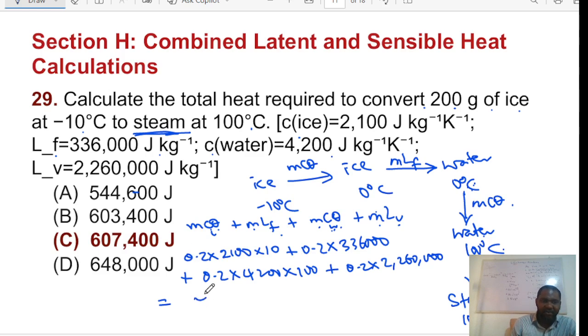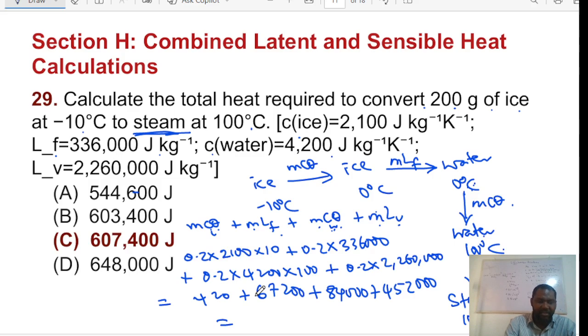This first one is 420, plus the second one, 336000 multiplied by 0.2, which is 67200, plus the third one, 0.2 times 4200 times 100. This one is 84,000. Then plus 2,260,000 times 0.2. This is 452,000.